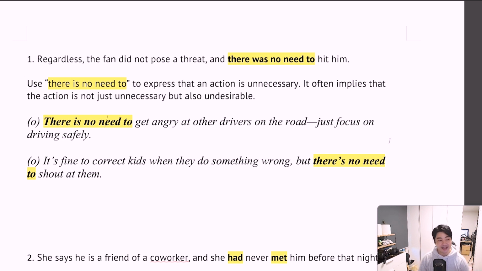Okay, next example. It's fine to correct kids when they do something wrong, but there's no need to shout at them. 아이들이 잘못했을 때 꾸짖는 것은 괜찮지만 그들에게 소리 지를 필요는 없어요. Yes, I think you can raise your voice. Shouting at them directly in a violent way, I don't think is necessary. I think there's no need to shout at them in a violent way.